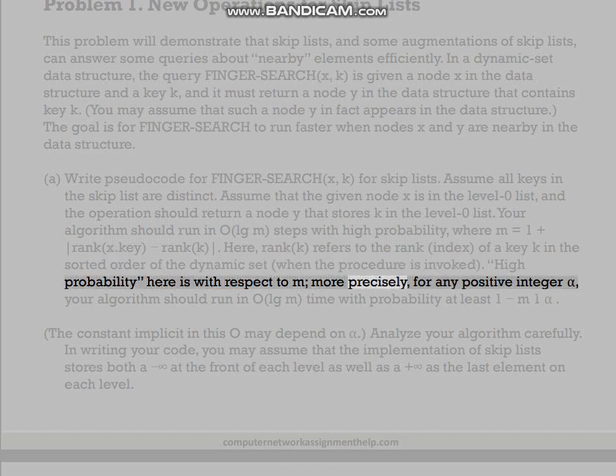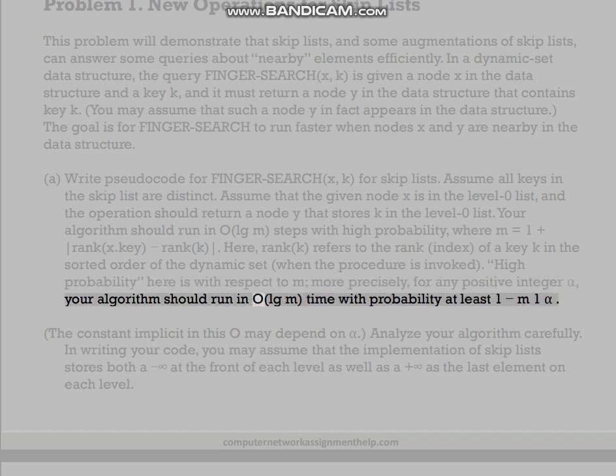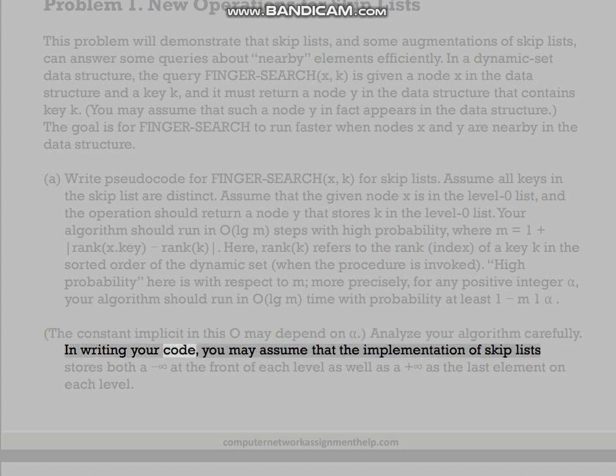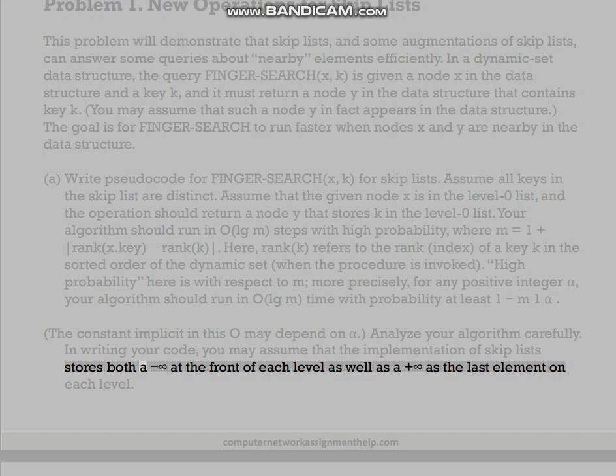More precisely, for any positive integer alpha, your algorithm should run in O(lg m) time with probability at least 1 minus 1/m^alpha. The constant implicit in this O may depend on alpha. Analyze your algorithm carefully. In writing your code, you may assume that the implementation of skip lists stores both a minus infinity at the front of each level as well as a plus infinity as the last element on each level.